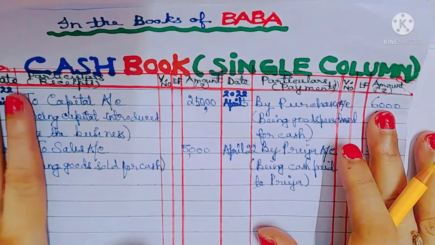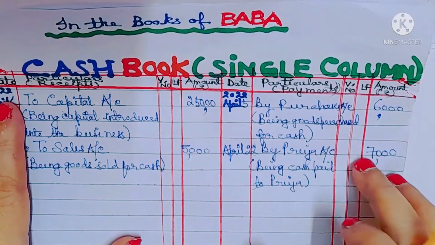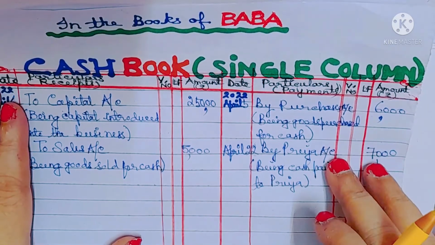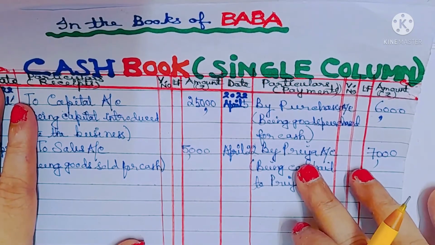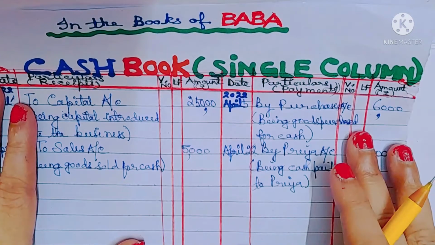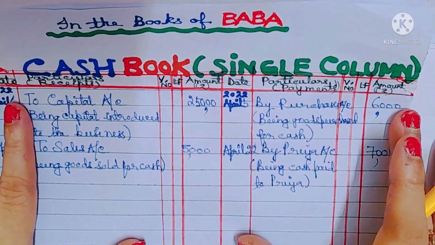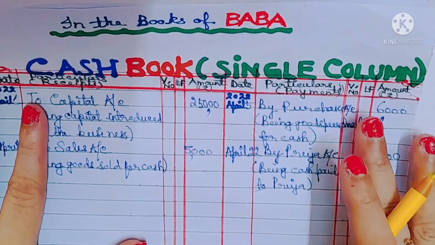Okay, and moreover, cash book is a real account. So what goes out is credit. When cash is paid to Priya, cash goes out from the business. So 7,000 will be credited. Understood? Let's see the next transaction.